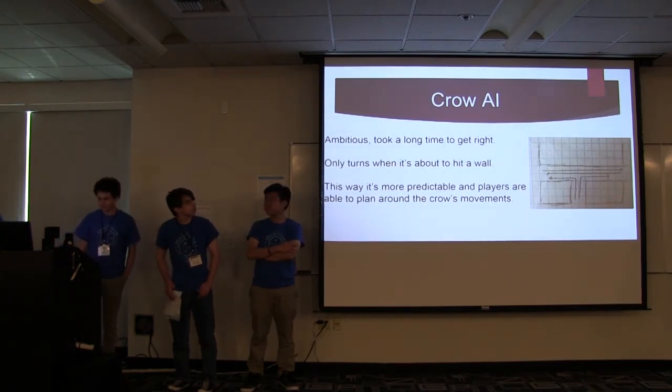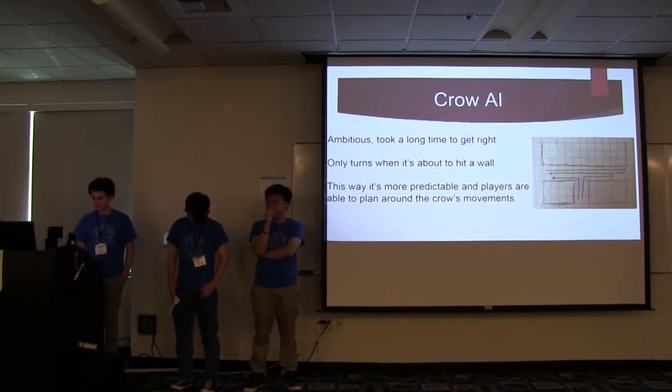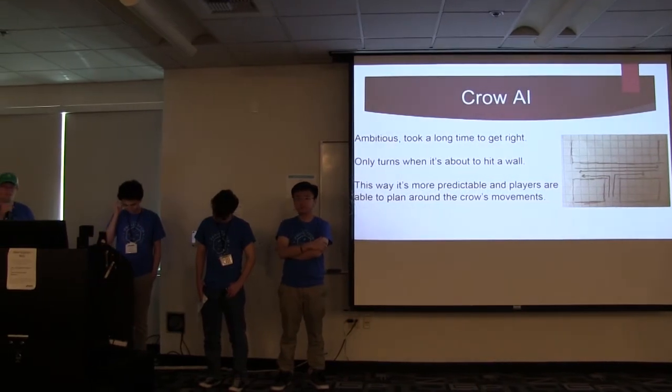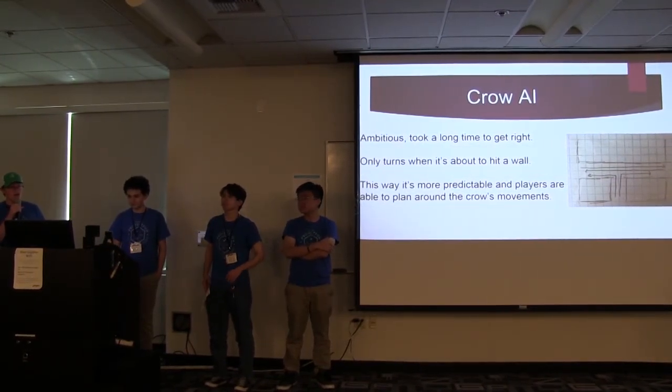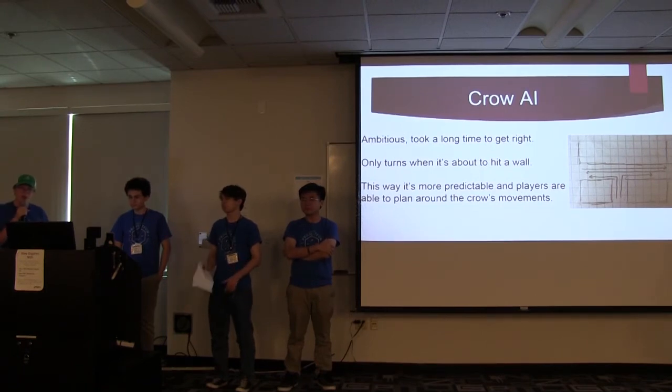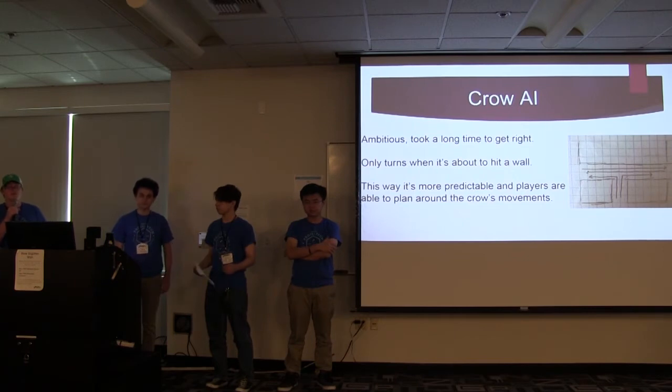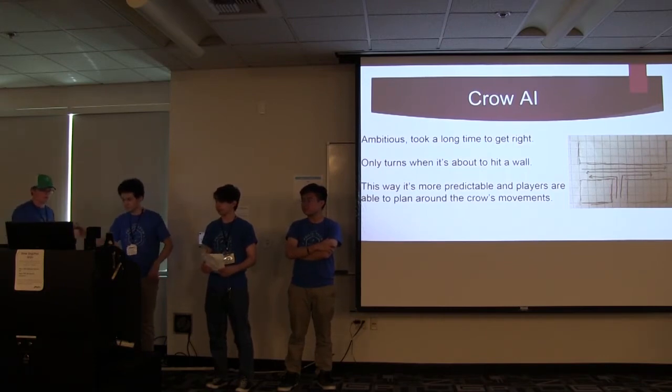So the Crow AI, when we started out, we were really ambitious. We thought about all these cool ideas, but it took such a long time to get right that what happened with the Crow AI is that now it only turns when it's about to hit a wall, and this way it becomes much more predictable as a player. So you can maneuver around the crow and place traps where you know the crow is going to go.